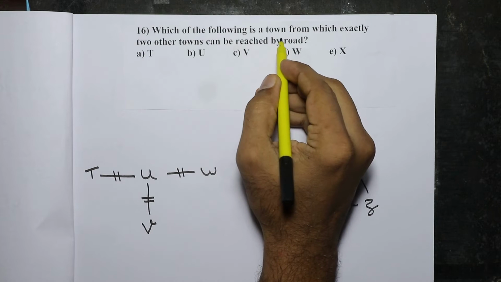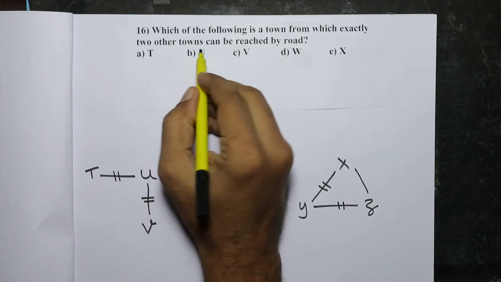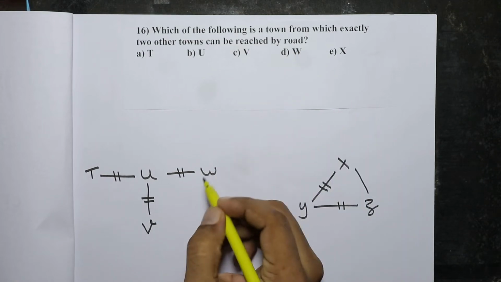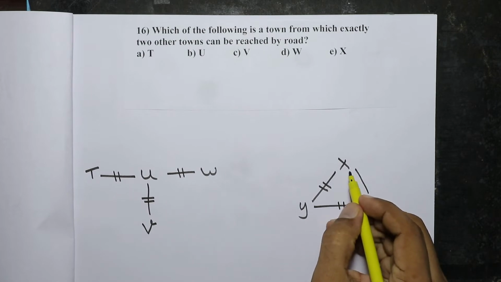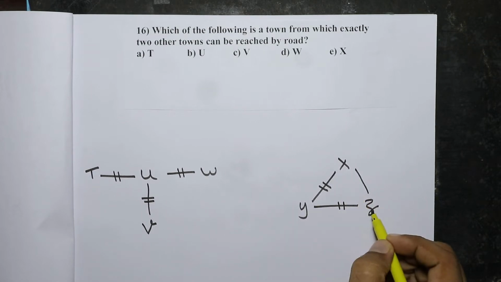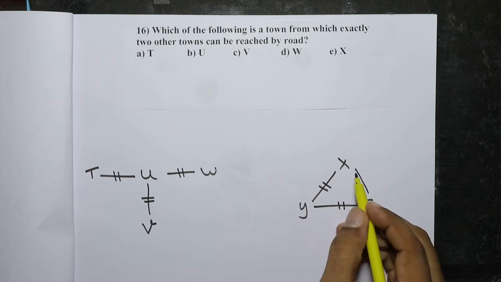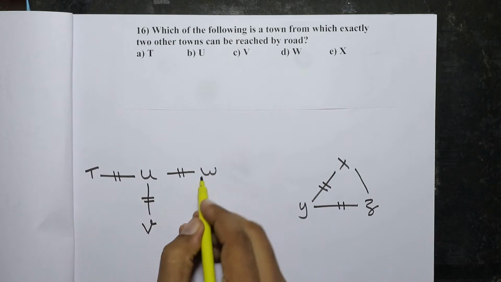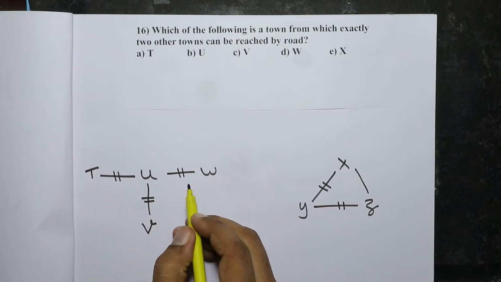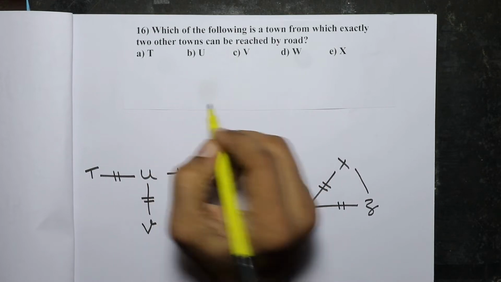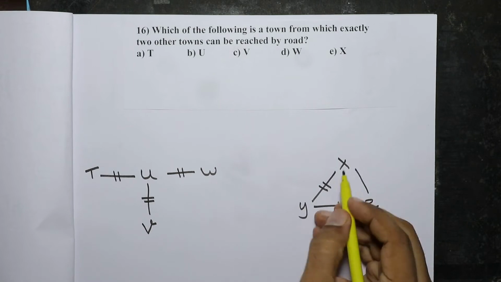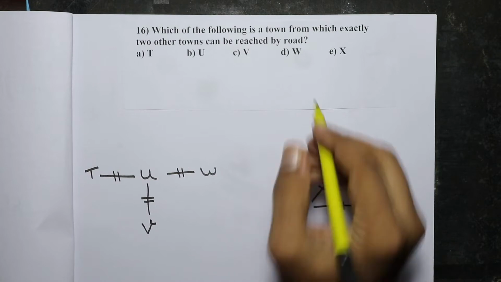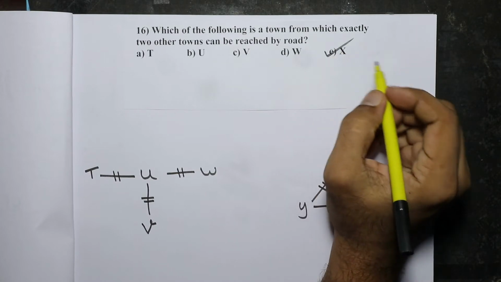Which of the following is a town from which exactly 2 other towns can be reached by road? So you must find a town from which you can go to exactly 2 other towns. Now if you look at X, from X you can go to Y as well as Z. So from X you can go to exactly 2 other towns. Now if you look at U, from U you can go to T, V, and W. 3 towns, that is not allowed. Exactly 2 towns. It cannot be 1 or 3, exactly 2. So one possible answer is X. From X you can go to Y as well as Z. Exactly 2 towns. So option E is the right answer, X.